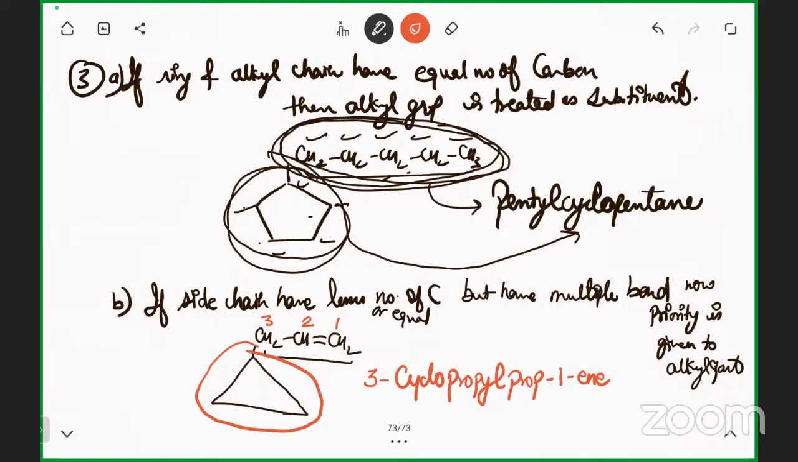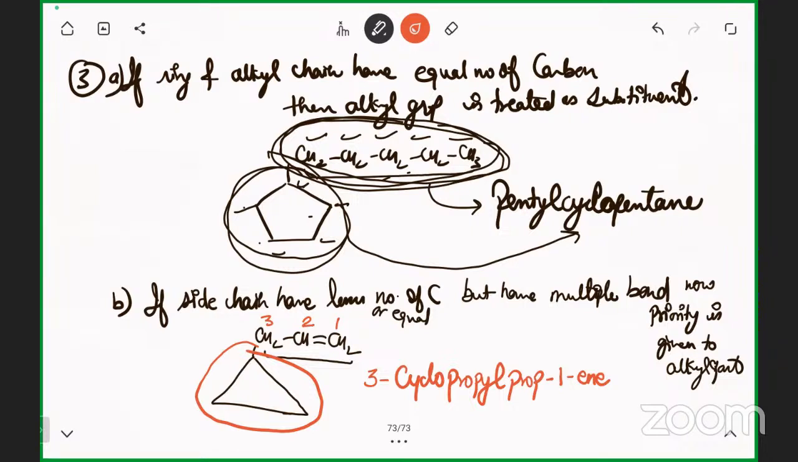Clear? So can you repeat the B point once again? The B point is if the alkyl part contains a multiple bond, either double or triple. The alkyl part is the one having the chain. So if the alkyl part has a double or triple bond, then you will give priority to that particular chain, even if the number of carbons in the main chain is more. And if they have equal carbons, you do the same thing.